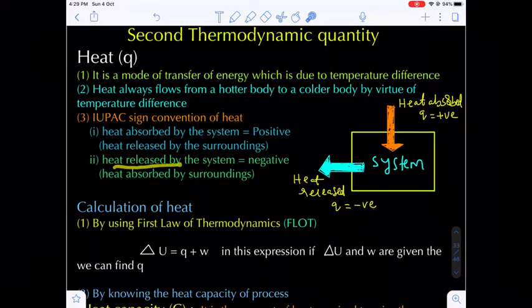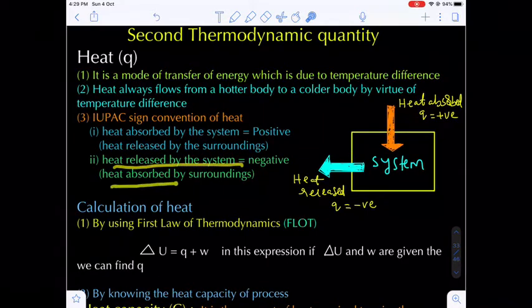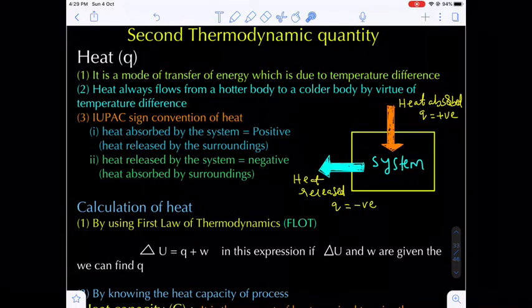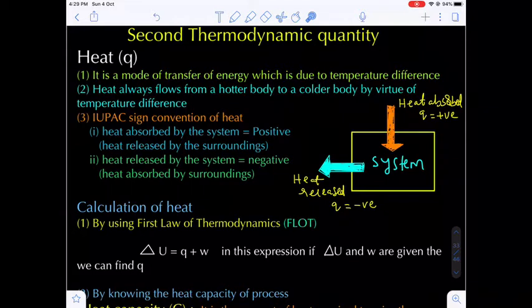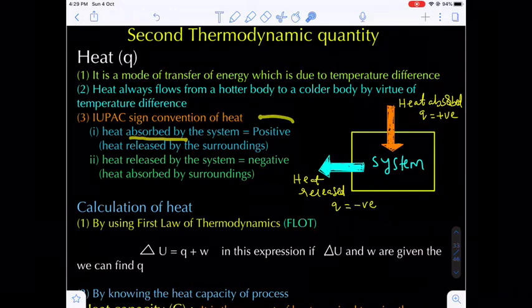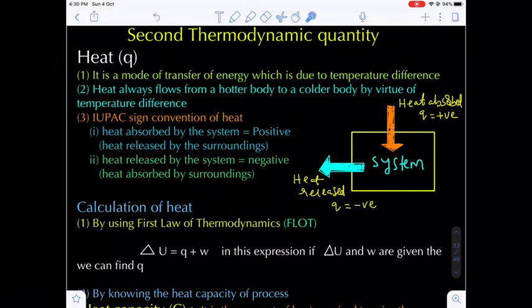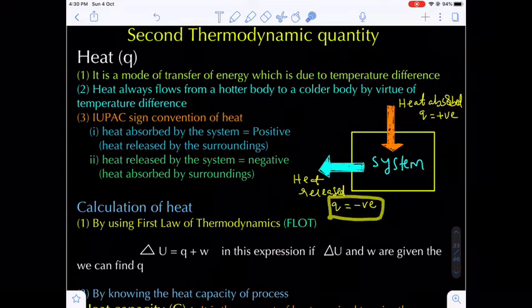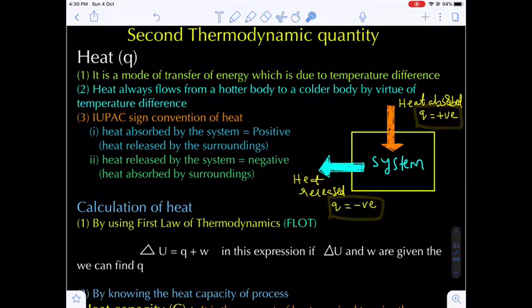If the heat is released by the system, and the heat absorbed by the surroundings is the same, that is given a negative sign. In the last class I told you, if the energy content increases, that is a positive sign. If the energy content decreases, that is a negative sign. If the system absorbs heat, the energy increases, that's why we take it as positive. So this is plus Q when the system absorbs heat. When the system releases heat, the energy decreases, so this corresponds to minus Q.